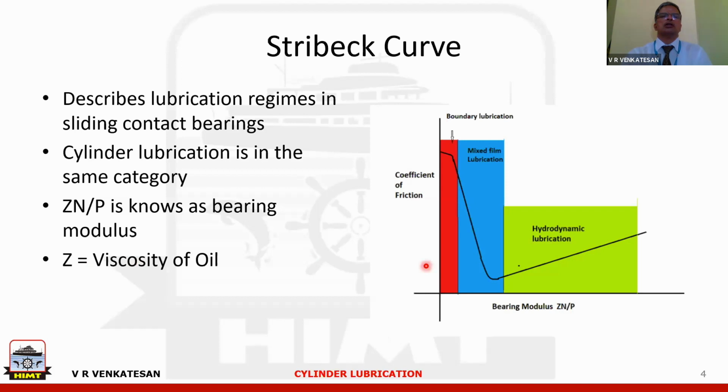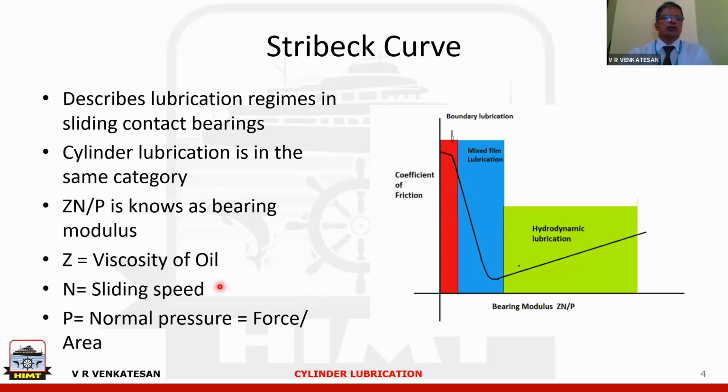Z is called the viscosity of the oil, the viscosity of the lubricant that is used. N is the sliding speed. That means the speed with which the movement takes place. And P is called the normal pressure. That is the pressure which is pressing down on the part which is moving. And it is given as force divided by area.